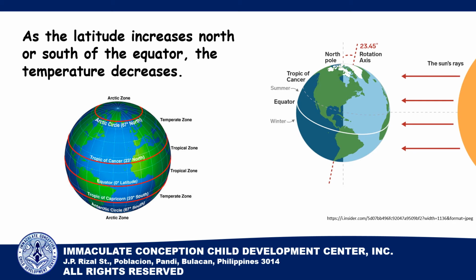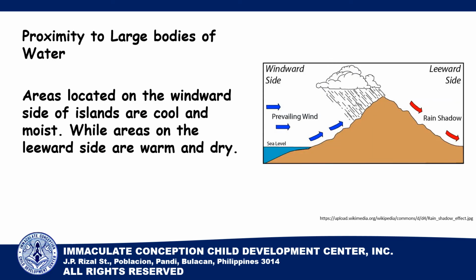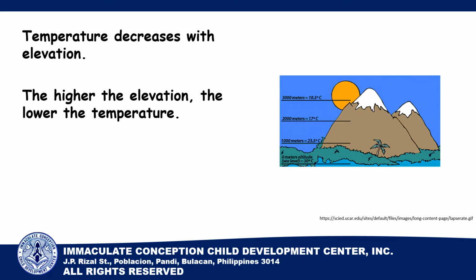As the latitude increases north or south of the equator, the temperature decreases. The latitudinal position of a country, or its distance from the equator, and the Earth's actual tilt define its climate. Areas located on the windward side of islands are cool and moist, while areas on the leeward side are warm and dry. Temperature decreases with elevation. The higher the elevation, the lower the temperature.